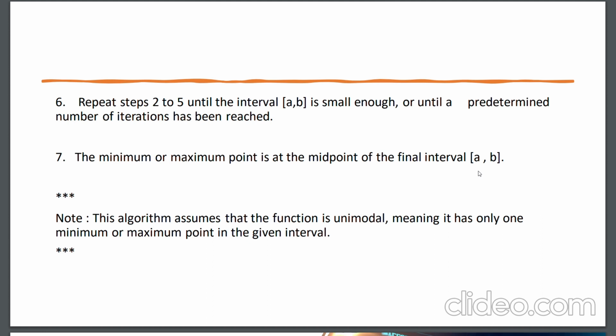If we take, for example, 1 comma 2 as the final interval, no, it is not, but let us assume that it is a final interval. Then the optimized point is 1 plus 2 by 2, that is 3 by 2, or 1.5. Like that, after we get the final interval, we will be choosing the midpoint of that interval such that it is our optimized point.